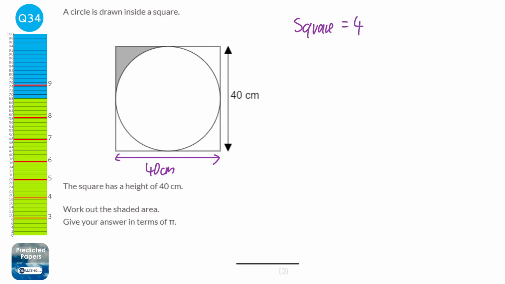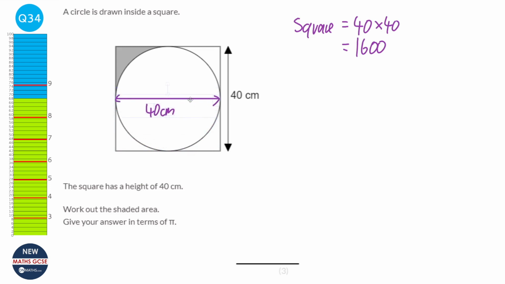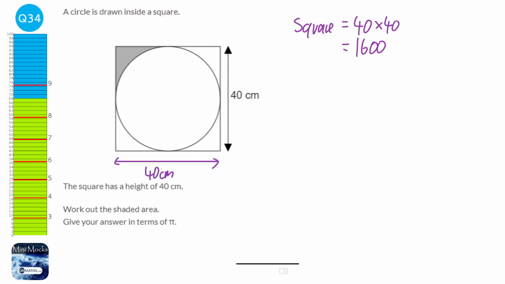And all we need to do now for that is 40 times 40, which will be 1,600 centimeters squared. I normally only put units in our answer. The next thing we're going to do is work out the area of the circle, but to do that we need to work out what the diameter of the circle is. If you notice, the diameter of the circle is just 40 centimeters. It's the same as the width of the square, or height of the square. So if the diameter is 40, the radius would be 20.